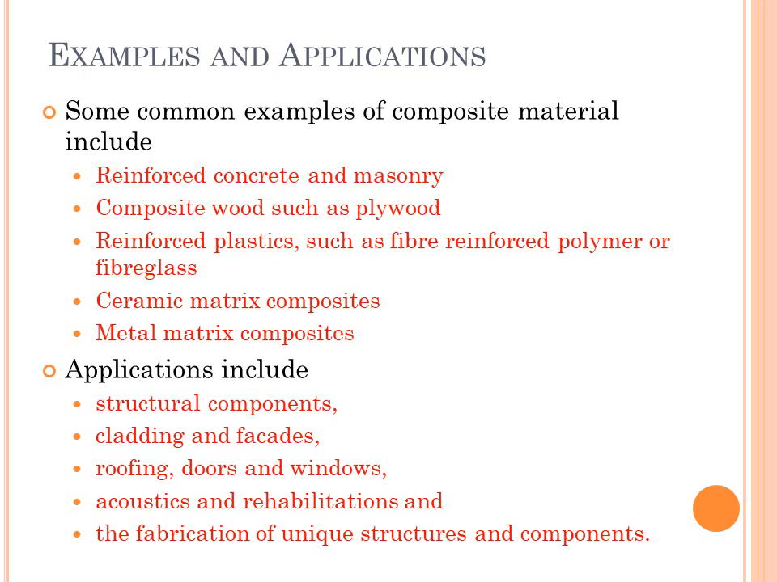Now, let's see some examples and applications. Some common examples of composite material include reinforced concrete and masonry, composite wood such as plywood, reinforced plastics such as fiber-reinforced polymer or fiberglass, ceramic matrix composites, metal matrix composites. Their applications include structural components, cladding and facades, roofing, doors and windows, acoustics and rehabilitations, and fabrication of unique structures and components.